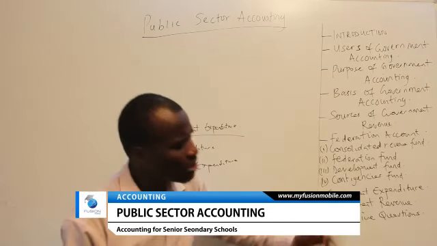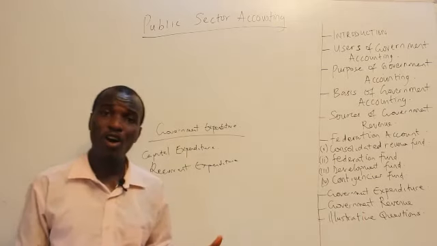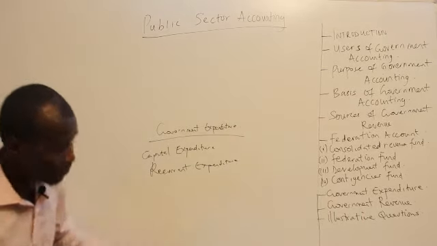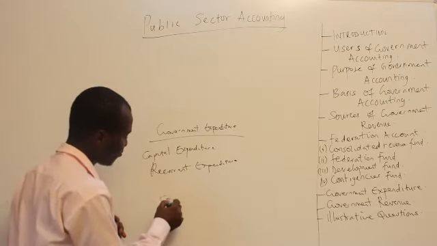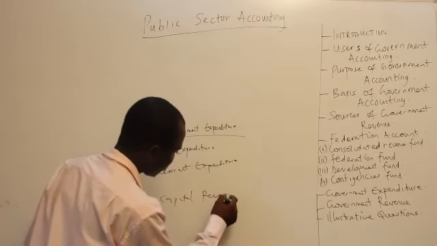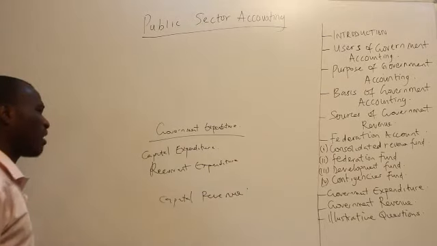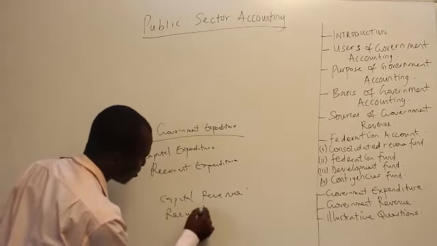Now the next one is government revenue. Government revenue serves as the total receipts of government, that is, the total amount of money received by the government, so we term it government revenue. Same thing, we have total government revenue, we have the capital revenue, and the recurrent revenue.